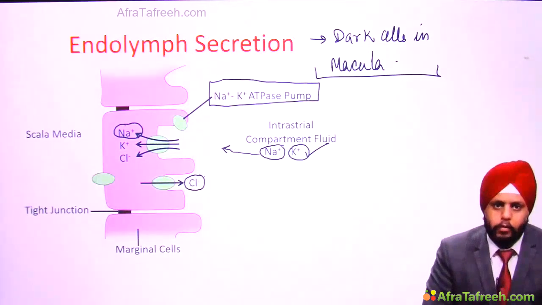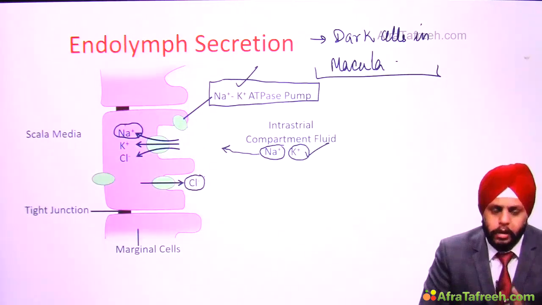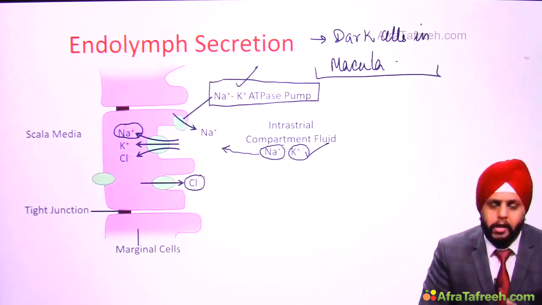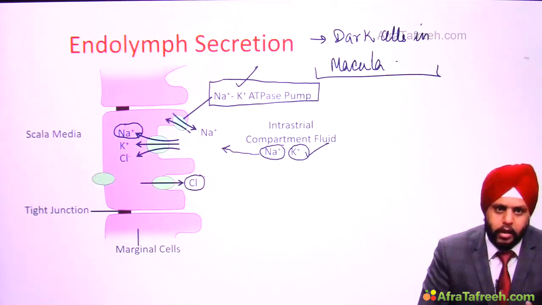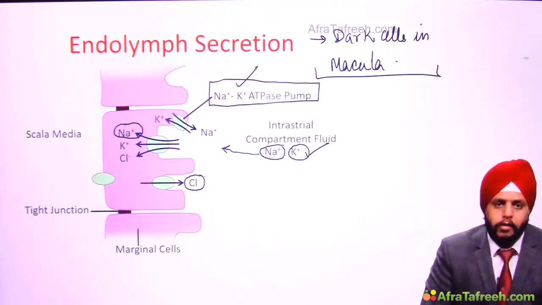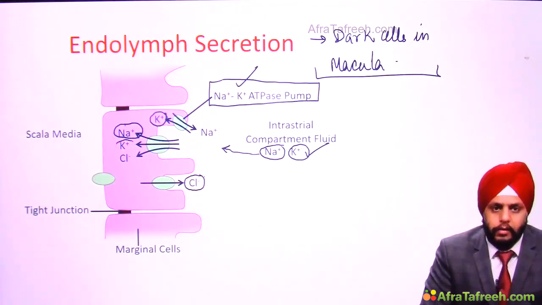Okay, so this sodium potassium ATPase pump will keep on throwing out 3 boys. So 3 sodium will go out, and in return he will allow 2 potassiums to go in. So 2 girls are allowed to go in for every 3 boys thrown out. So that is why the club is full of girls. All right. So you see what has happened. A lot of potassium has accumulated inside the marginal cells.